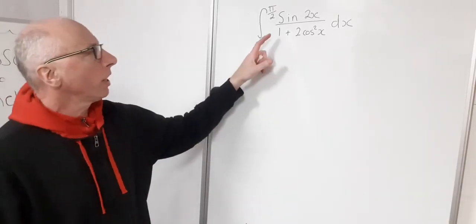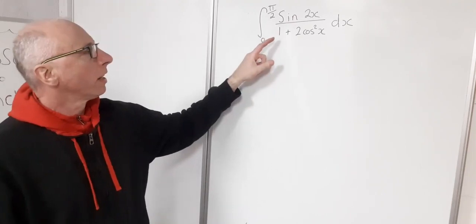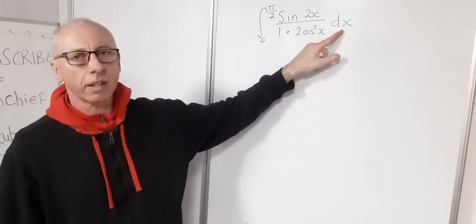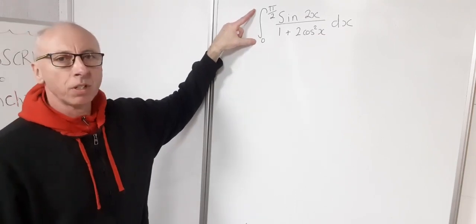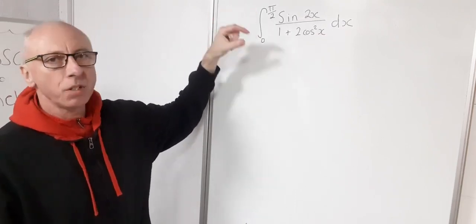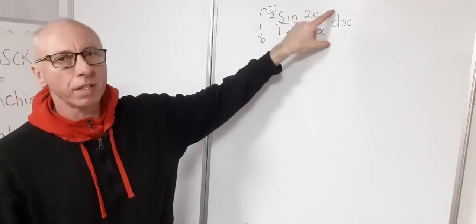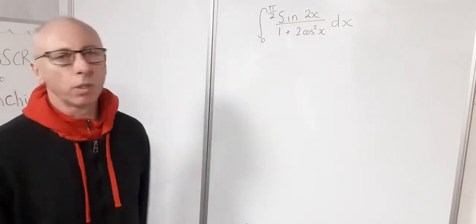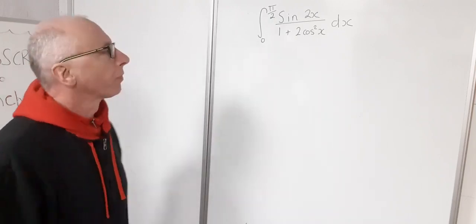So in this video we're going to integrate sine of 2x divided by 1 plus 2 cosine squared of x with regards to x, and then our parameters of integration are from 0 to pi over 2. Now at the end of this video I'll draw a graph of this and display that at the end of the video after we've done all the calculations for this integral.